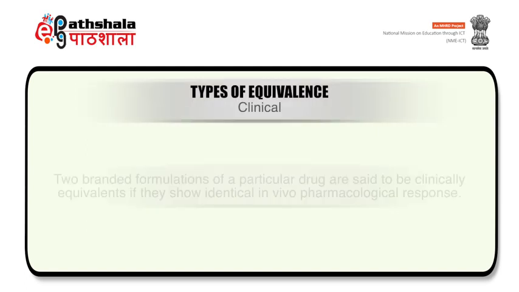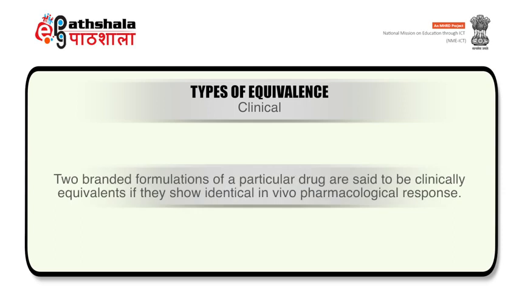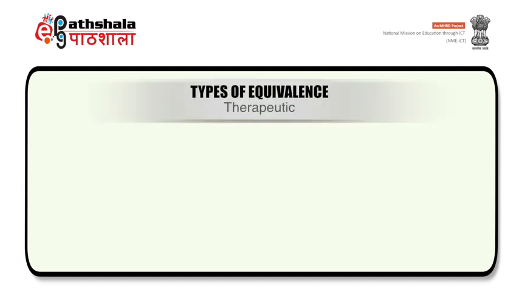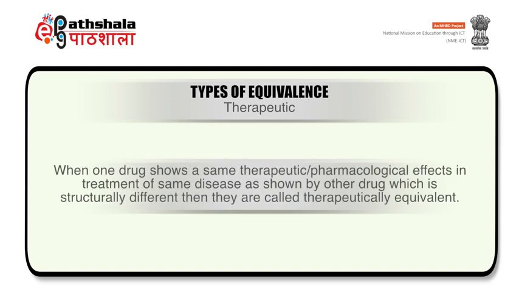Clinical equivalence. Two branded formulations of a particular drug are said to be clinically equivalent if they show identical in vivo pharmacological response. Therapeutic equivalence. When one drug shows a same therapeutic or a pharmacological effect in treatment of same disease as shown by the other, which is structurally different, then they are called as therapeutically equivalent products.